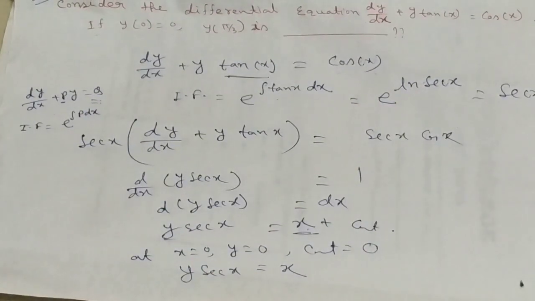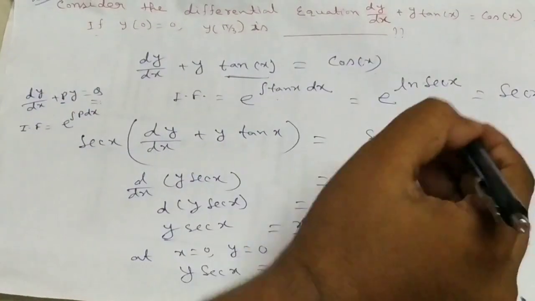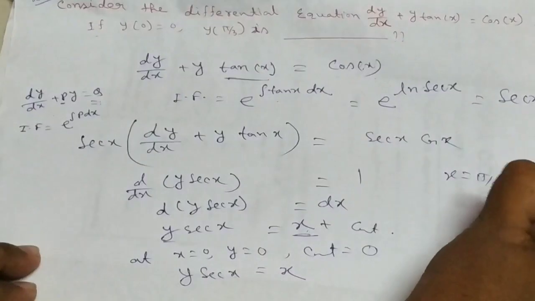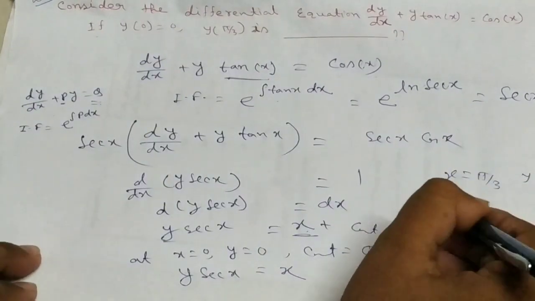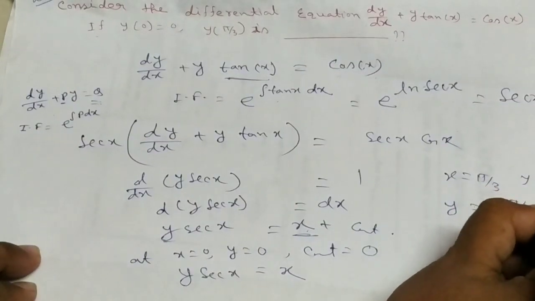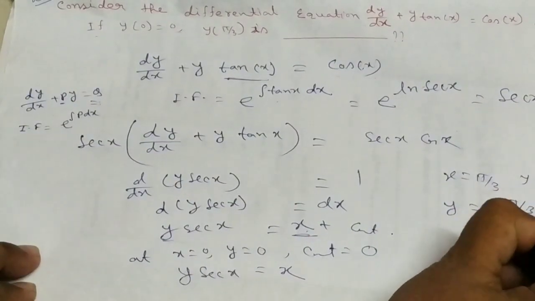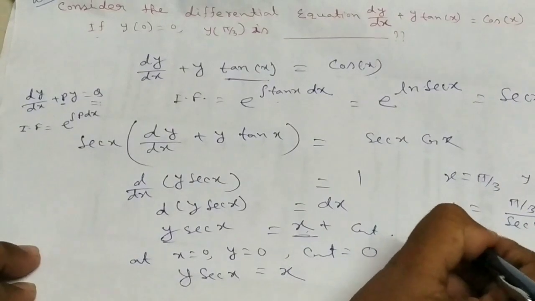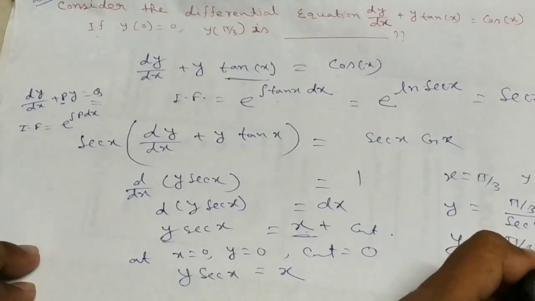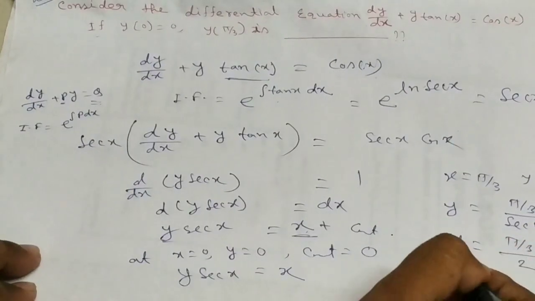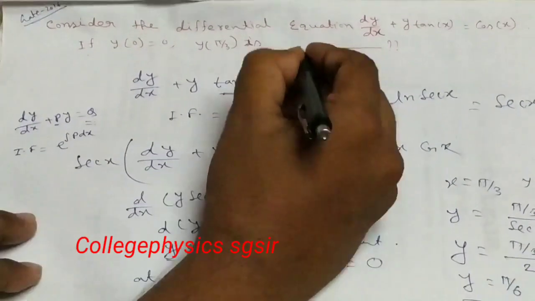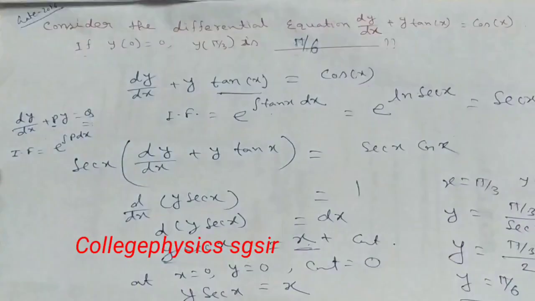Now we calculate, for x equal to pi/3, what is the value of y? So we put in the value: y is equal to (pi/3) divided by sec(pi/3). The value of sec(pi/3) is 2. So y is equal to pi/6. So the answer is pi/6.